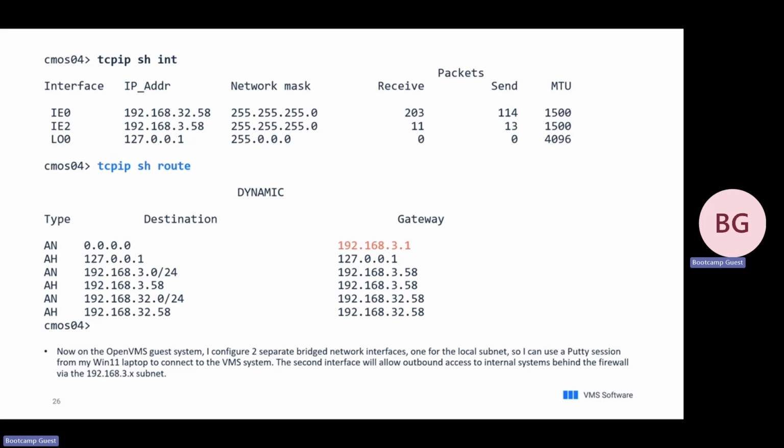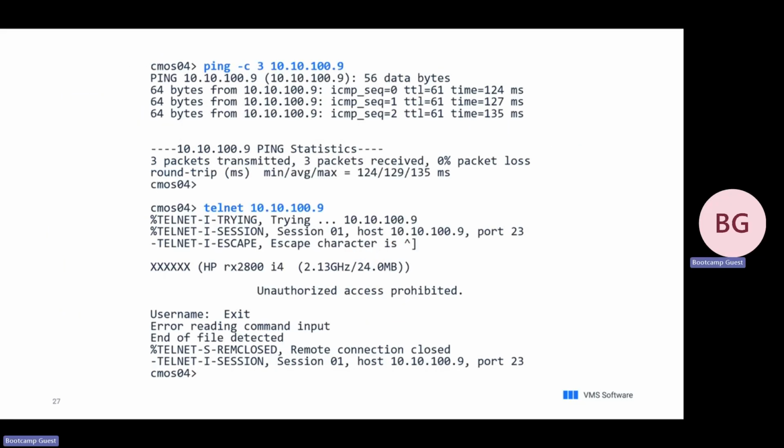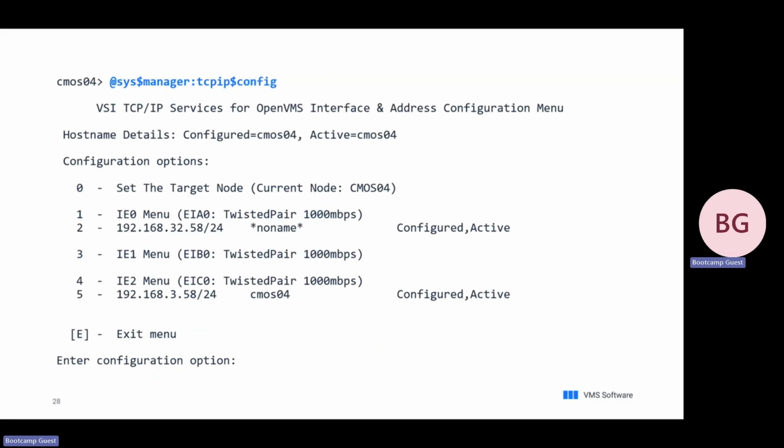So like I said, one, I used the PuTTY session so I can work on the system. I work from the laptop with the PuTTY session on the VMS system. And then the second, I get outbound access to the internal system where they have access to build VMS or do development, etc. So here's just an example ping and then a telnet, how I got there.